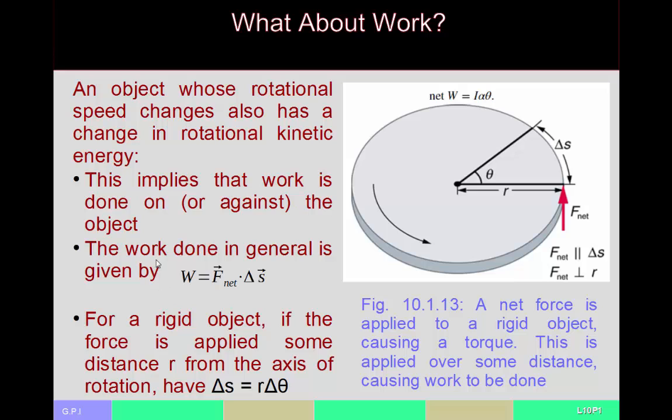In any case, the work done in general on any object is always going to be the net force times the displacement. This is the dot product between net force and displacement. So it's force times distance times cosine of the angle between the two. So if you have a rigid object and some force is applied a distance r away from the axis of rotation, then this displacement delta s must be given by the angle through which the thing has rotated times the distance between the point at which the force is applied and the axis of rotation.